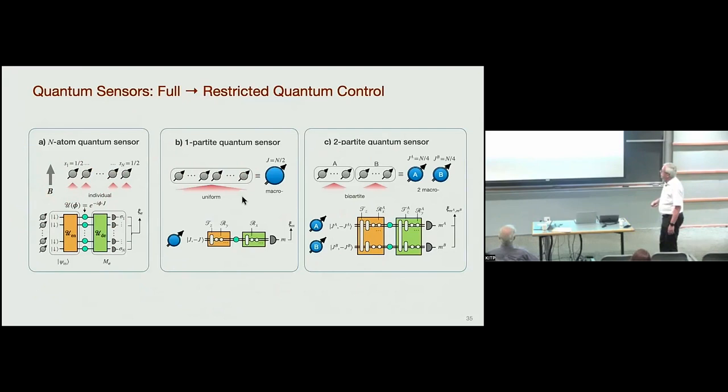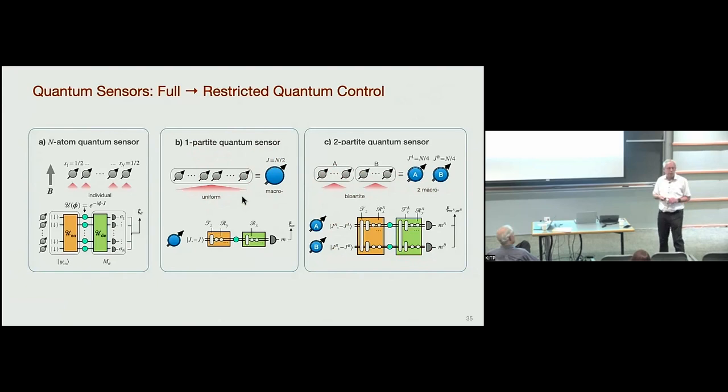These are sensors that we don't have, but you might construct a sensor like what we call a one-partite sensor, where you have global uniform control of all of your atoms, okay? Or you might do one that the ion people would like to have, sort of two groups, A and B, and you can think of them like being two macro spins or one macro spin over here. You can design gates for all of these things and then go through the whole story and ask, how close do I get to the optimal quantum sensor for measuring magnetic fields over here?